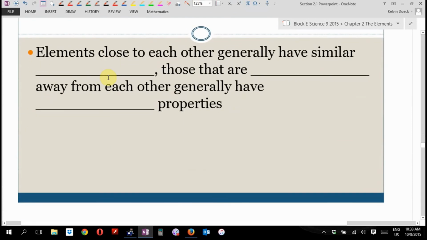Elements close to each other generally have similar properties. Those that are far away from each other generally have very different properties.